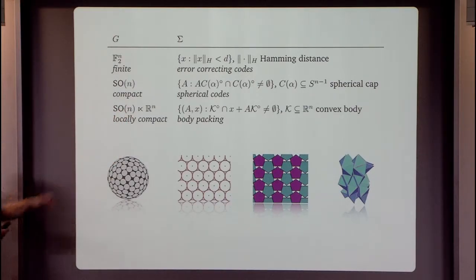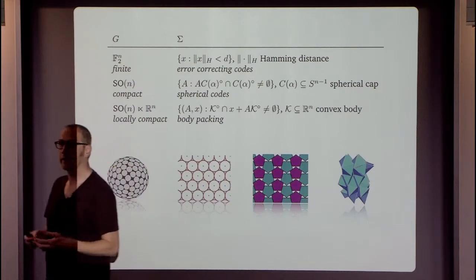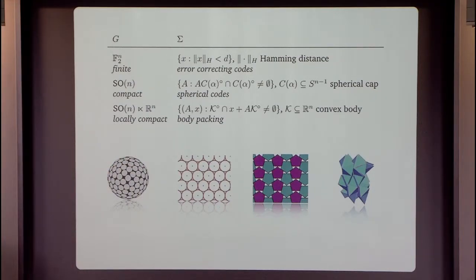So here I have SO(n) semi-direct product with R^n, which is the Euclidean motion group. So here I can translate and rotate my objects. And my object is a convex body K. So here I want to pack the convex body K into Euclidean space, where I allow that the convex body K can be rotated and translated.